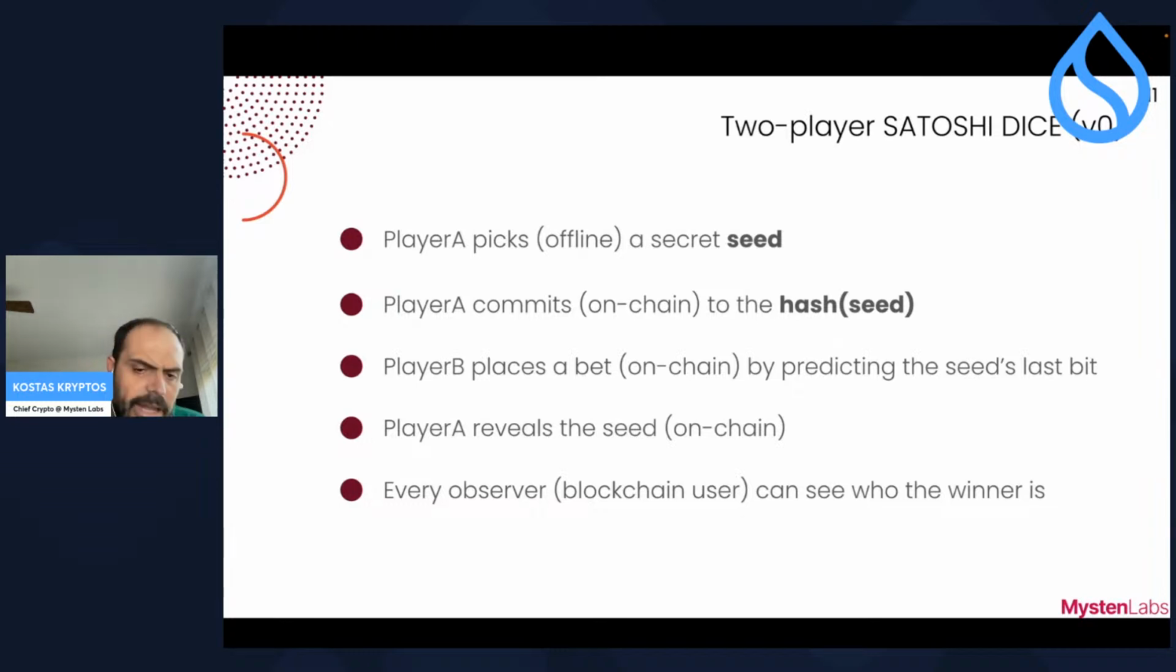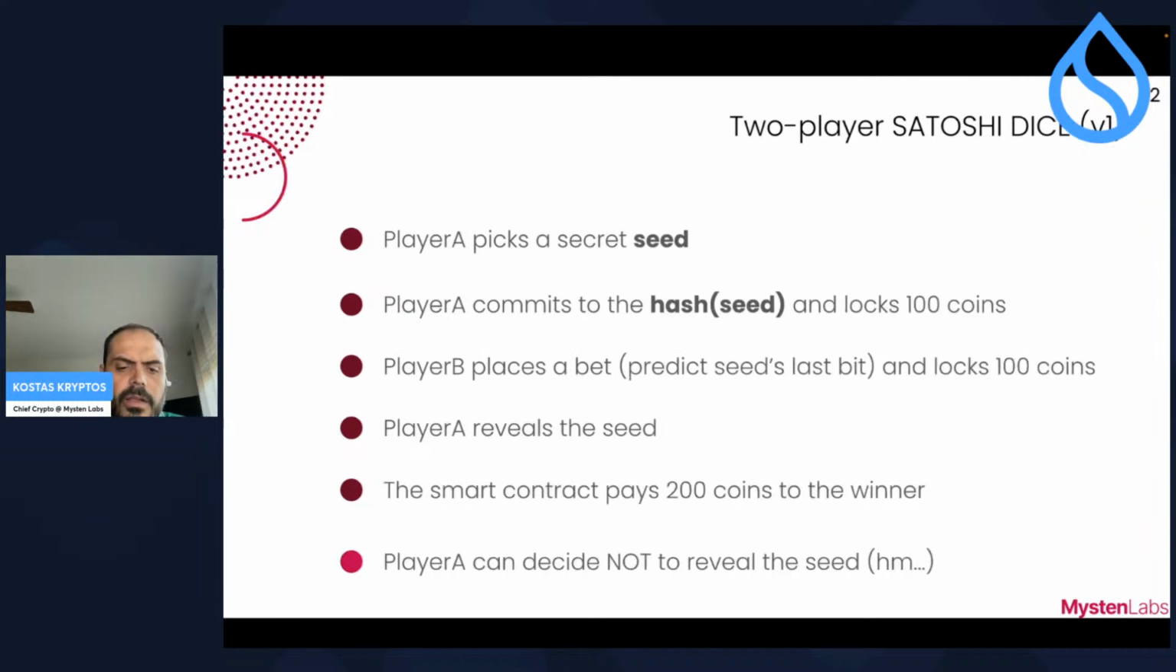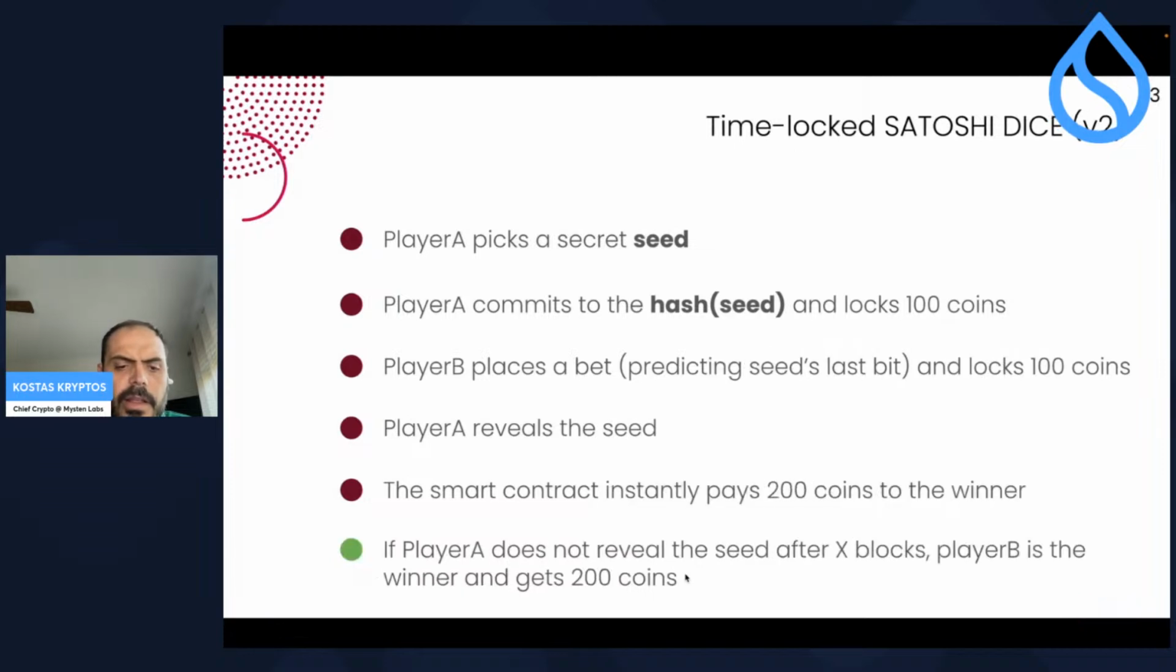Right? And this can happen just because they don't have an incentive to reveal it if they lose a game. So something you can do, that's the last bullet point, is if you don't reveal it after X blocks, player B wins. So Henry has an incentive to do it. Otherwise, they'll automatically lose the bet, and probably there will be some penalty depending on the implementation.